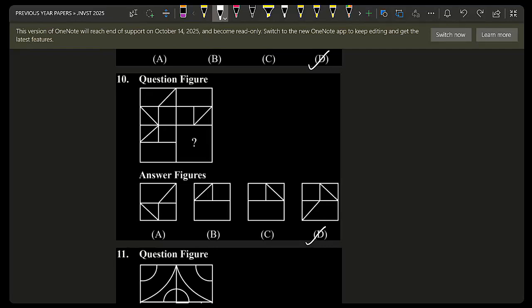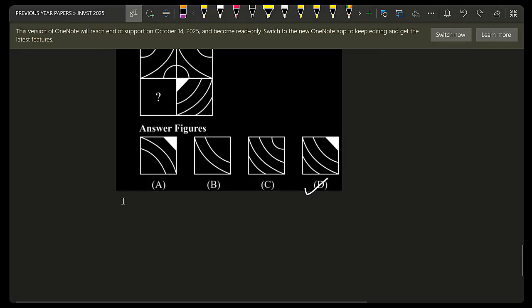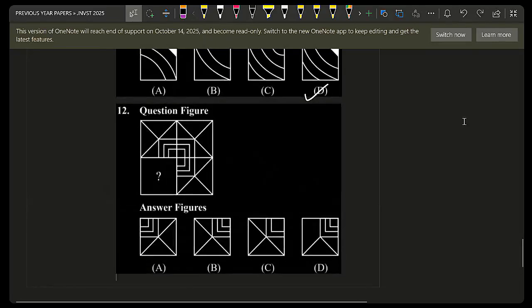Next we'll go to the 12th one. Twelfth question. Okay, everything is going symmetrically to the center. So if you follow that pattern, we will be getting option B is correct. Next, part 4.